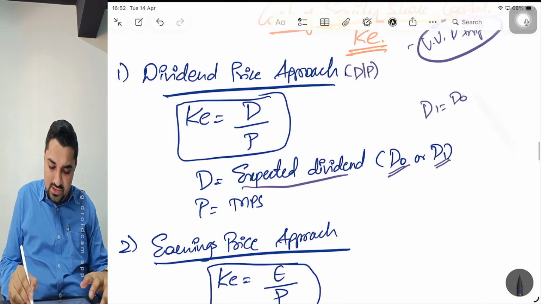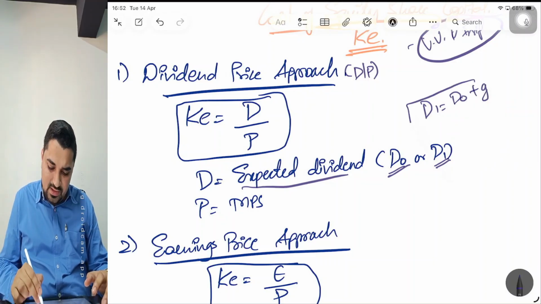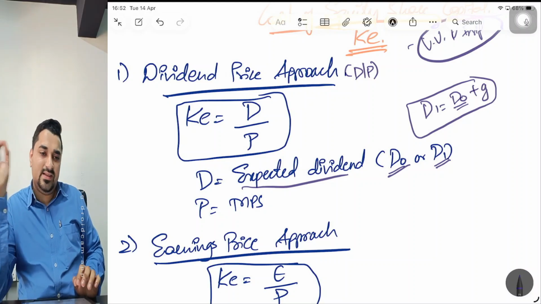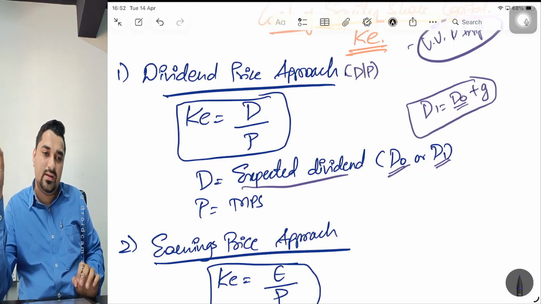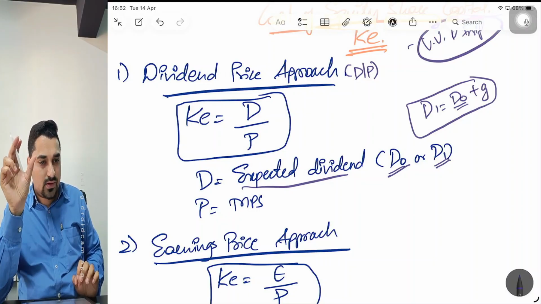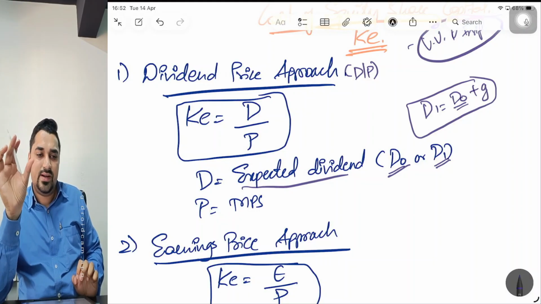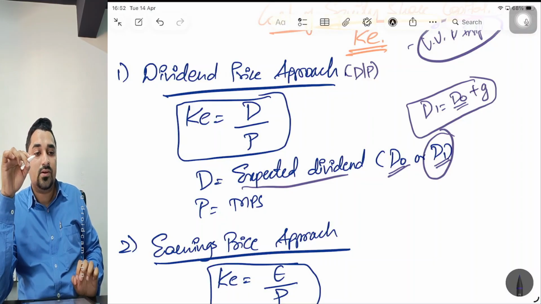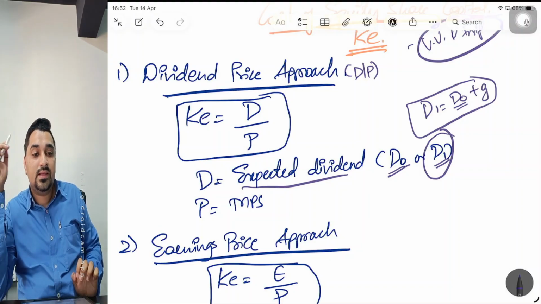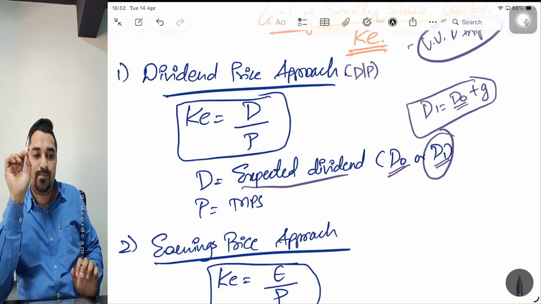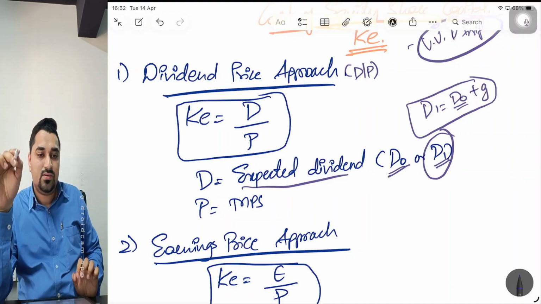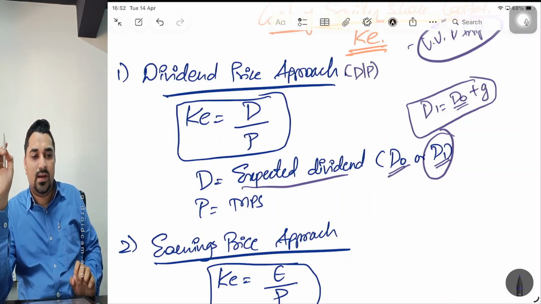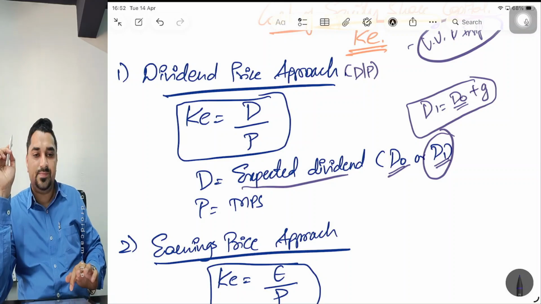So how do you calculate D1? D1 is nothing but D0 plus growth. What is D0? D0 is the last paid dividend. Normally there is some ambiguity from the ICAI itself whether you have to take D0 or D1. My suggestion would be to understand the language of the question. If from the language of the question the next expected dividend is directly given, consider it as D1 and apply that. If the question says the company had paid a dividend last year, so these kinds of past languages are given, then you have to convert it into D1. Simple. So how do you calculate DP approach? Simple formula, K equal to D divided by P. Again, you can correlate with the dividend chapter. Just giving you a heads up.